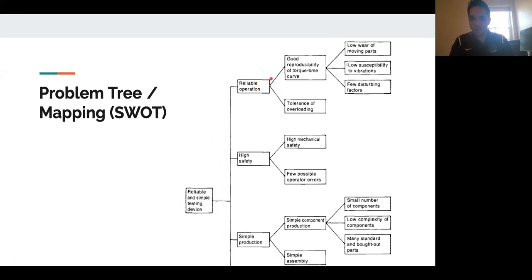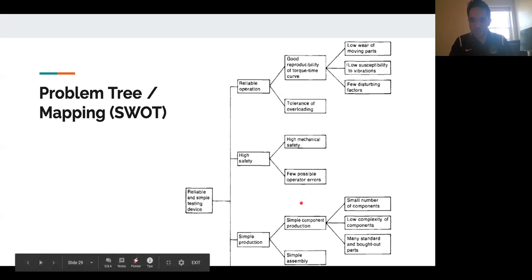We take that a step further, and when we specify the problems a bit more, how do you define reliable operation? Typically that would mean a good reproducibility of the torque-time curve. This is for a specific device. We also care about the tolerance of overloading, because then we skew into the scale of plus or minus, which is what we don't want when we're measuring sensors. We want to be at zero, or 0%, rather.